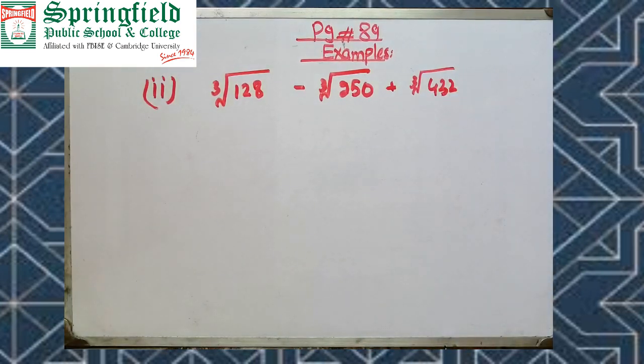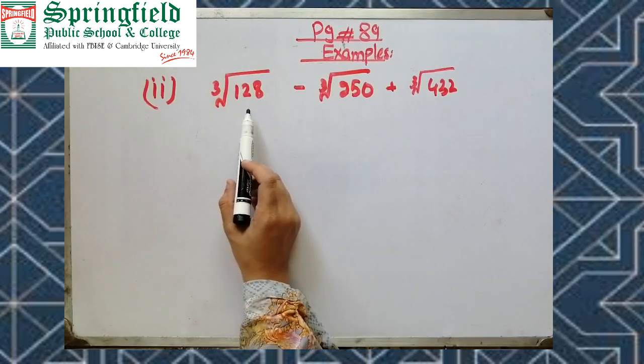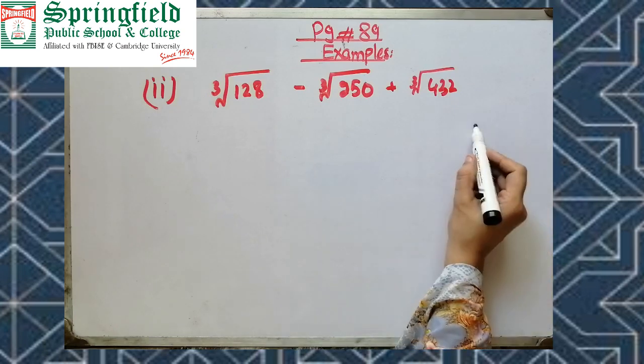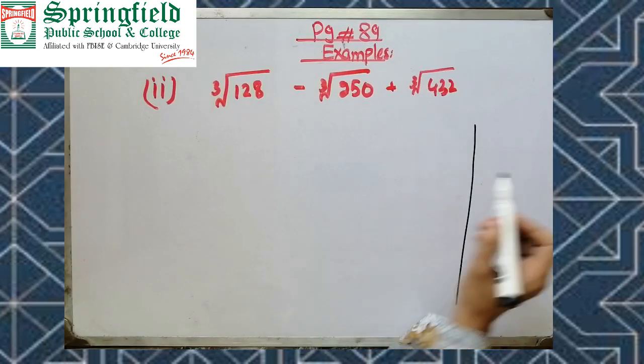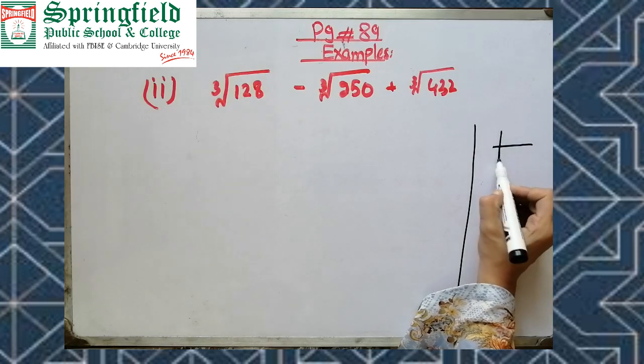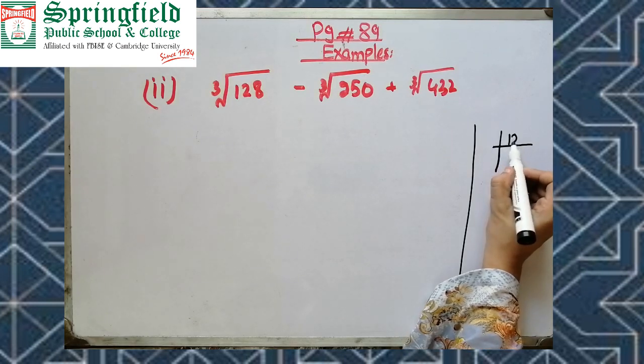So how can we simplify? Okay beta, first we will find the factors of all the numbers. So 128, we can find the factors of 128 by using the prime factorization method. This procedure is called prime factorization.